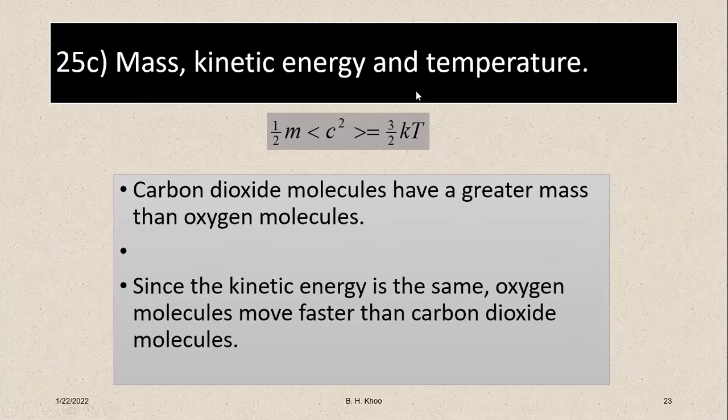Next slide. Temperature is constant, so kinetic energy is constant. Mass is different, but kinetic energy and temperature are constant. It's the same. Next one.